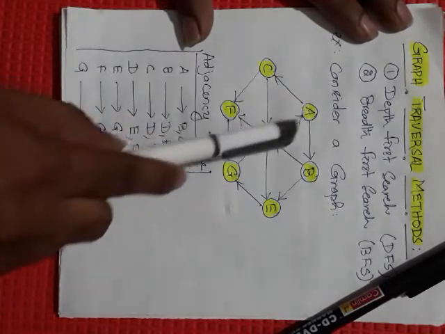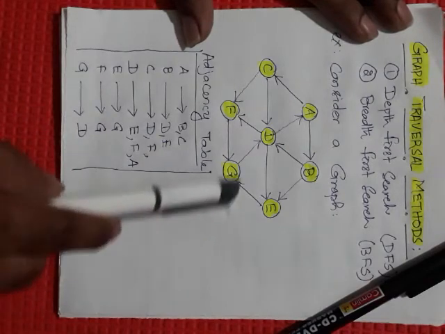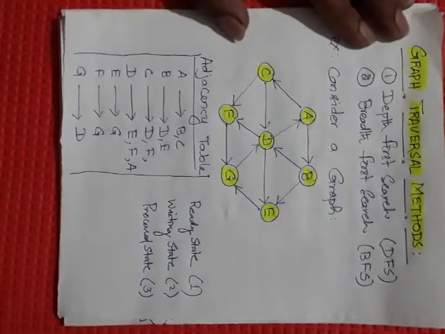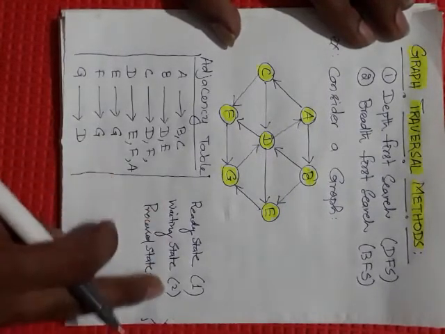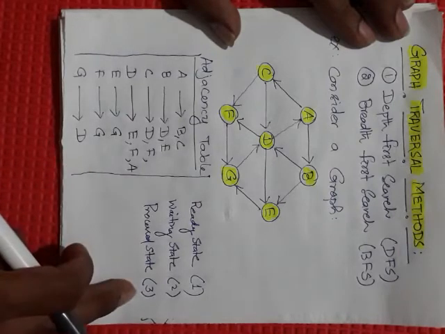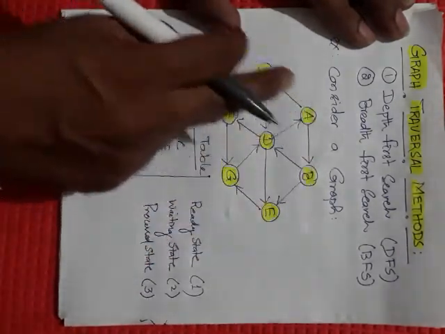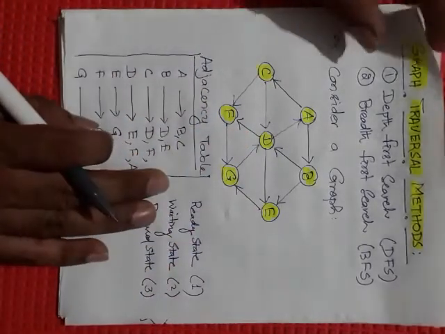We will process each node by pushing it into the stack, and from there by popping the nodes we will be processing them. We are considering the ready state as 1, the waiting state as 2 and the processed state as 3. I will be updating the values there to know which nodes are in the ready state, waiting state and processed state. Now let us execute this with the help of a sample stack.